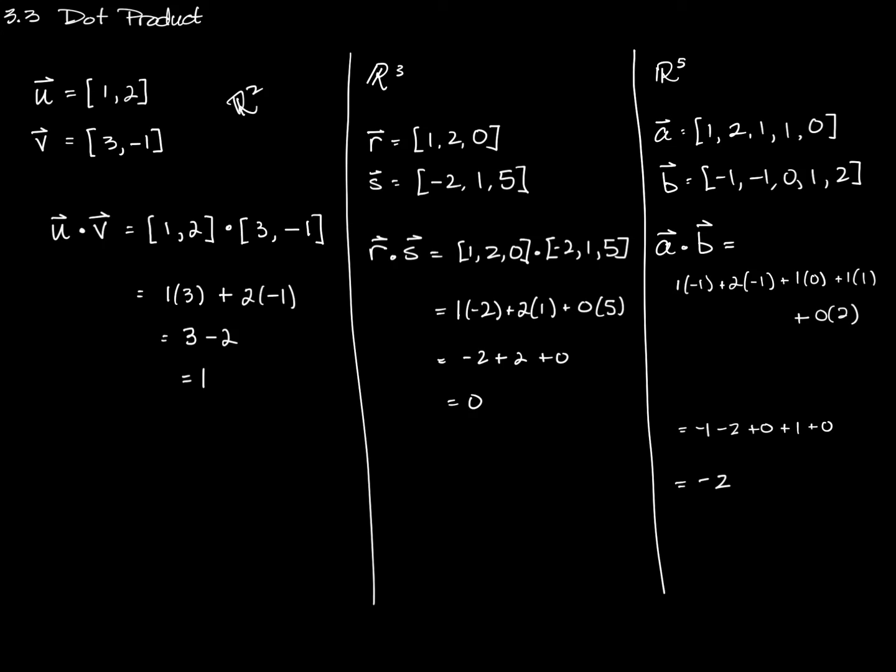The point I was trying to make with this one really more than anything else was that I can do this with any number of dimensions. I can't visualize R5. I have no idea what things in R5 look like, but I can still do this operation. The result of a dot product is a scalar. That's an important thing to take away from this.